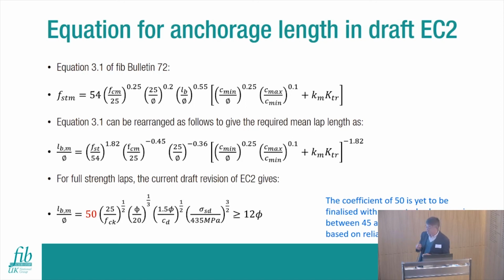So the key decision to be made in this equation is the choice of the coefficient shown in red at the beginning of the equation. And so currently that's taken as 50, but suggested values range between 45 and 65, with the value of 65 determined from a reliability analysis. And as you might imagine, this has given rise to a lot of debate between more pragmatic and more theoretically minded engineers, because it has a big effect on the economy of reinforced concrete construction.